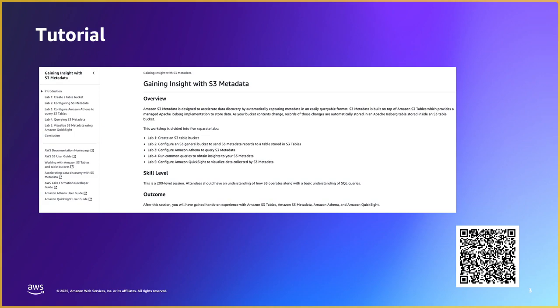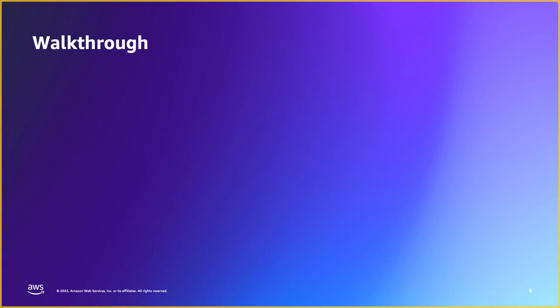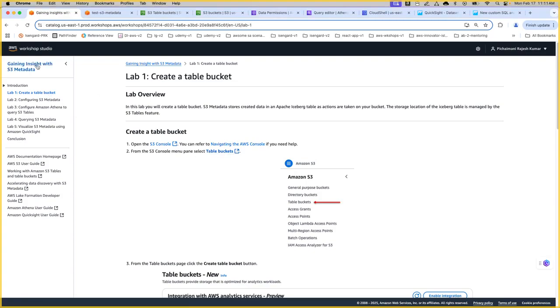This is the workshop that came out very recently, Gaining Insights with S3 Metadata. And here is the QR code to help you go through this detail. There are 5 different labs, starting with the table bucket and all the way going to visualization. In this session, I'm going to walk you through those. Let me switch to the console and get started. So this is the workshop.